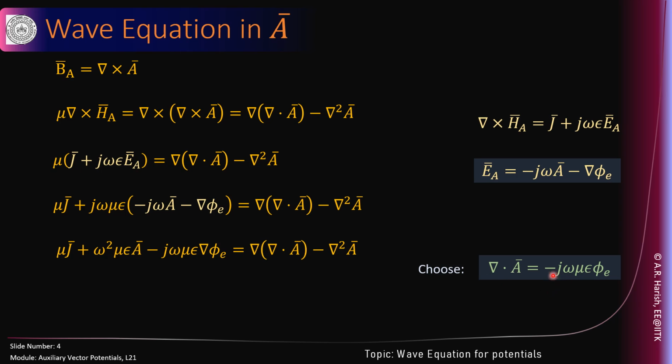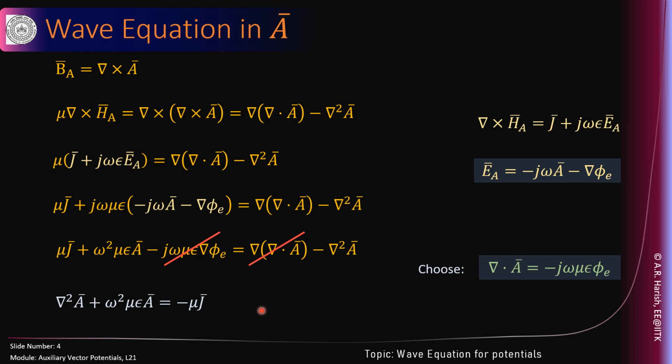By choosing del dot A equal to minus j omega mu epsilon phi_E, what we are achieving is these two terms will get cancelled. And we have a nice result for A in terms of J. Look at the beautiful part of this. If you know J, you can calculate A by solving this differential equation. We still don't know how to do it, but what we know is the direction of A and direction of J will remain the same. That's a very powerful reduction, a simplification that we have achieved.